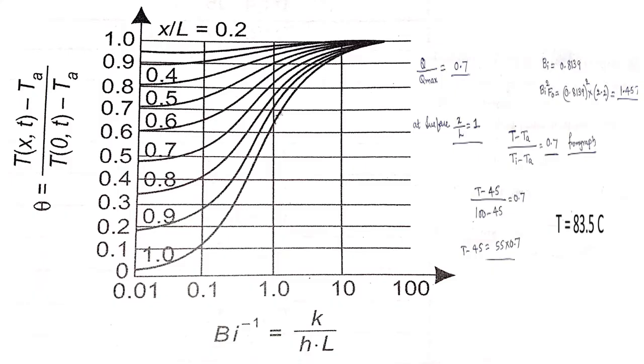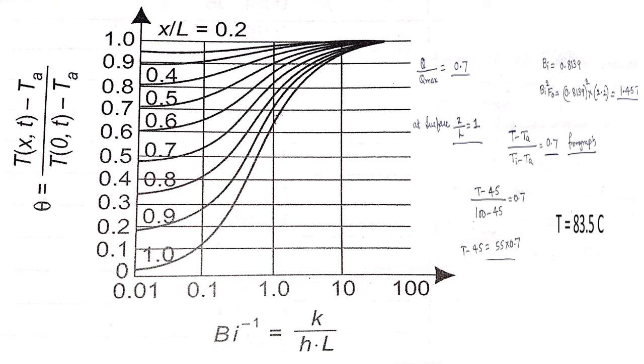So last one, he has asked us to calculate the surface temperature. Again same here. In the graph he has given T of x,t minus Ta divided by T of 0,t minus Ta. When T of 0,t in the first graph, there we used it as the center line temperature. So here x comma t indicates the surface temperature. In order to calculate the surface temperature, we are going to use this graph.